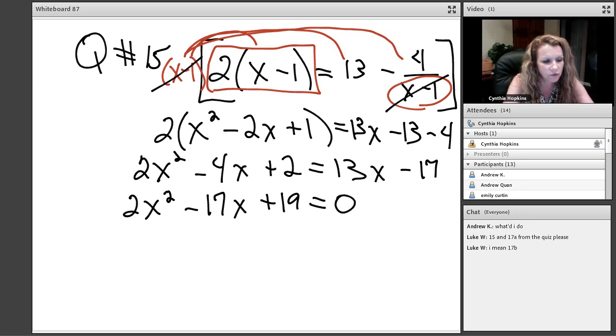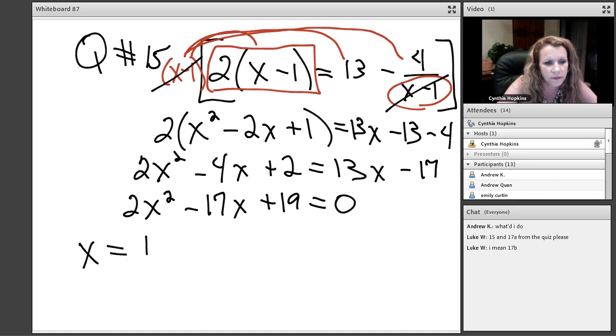And if I don't get a positive perfect square, then I know it's not factorable. So let me just do that real fast. 17 squared minus 4 times 2 times 19 gives me 137. That is positive, but it's not a perfect square. So I'm going to solve this by using the quadratic formula.